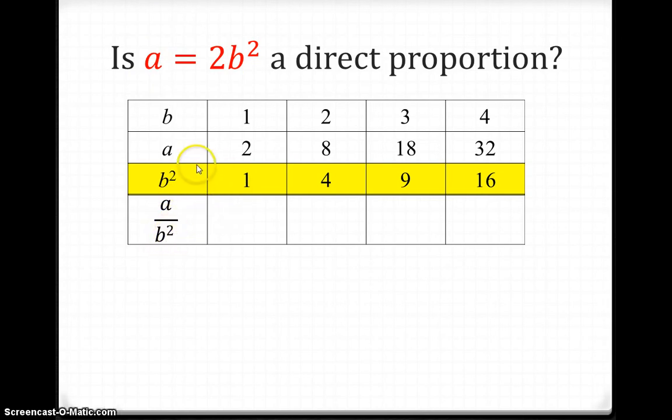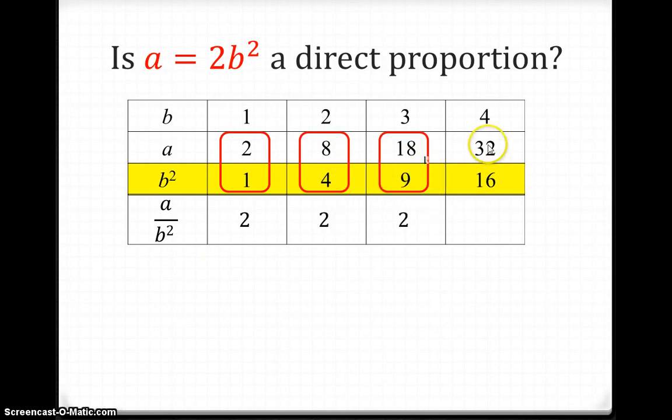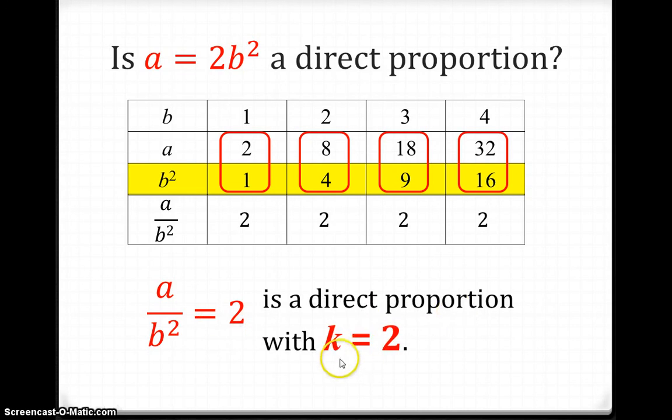Then we check: a, 2 over 1 is 2. 8 over 4, 2. 18 over 9, 2. 32 over 16, yes, it is 2 also, which means the equation a over b squared is equal to 2, where k is equal to 2. It is a direct proportion.